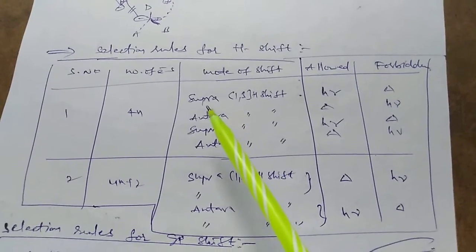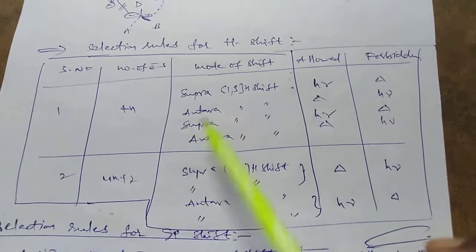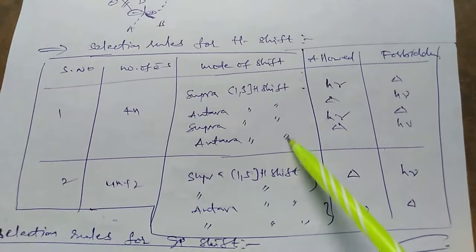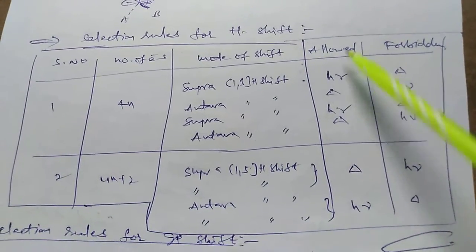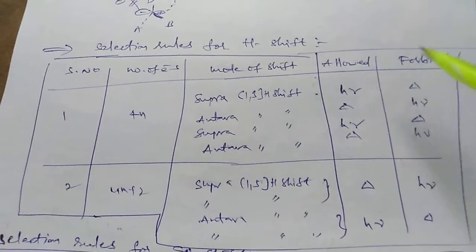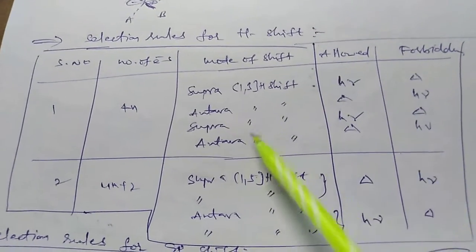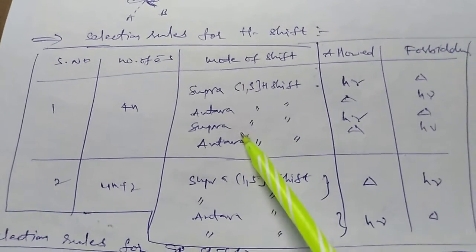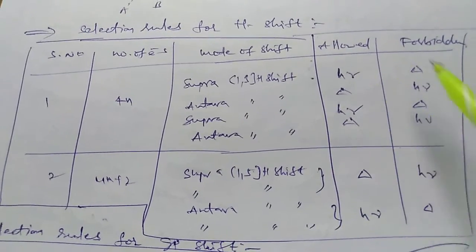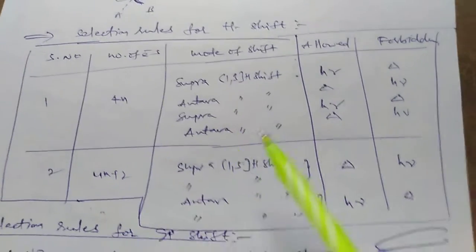First we have to write the selection rules for the proton shift. For the 4n system: supra 1,3 proton shift is photochemically allowed and thermally forbidden. Antara 1,3 proton shift is thermally allowed and photochemically forbidden. Supra 1,3 proton shift for the 4n system is photochemically allowed, thermally forbidden. And the last one, antara 1,3 proton shift of the 4n system is thermally allowed, photochemically forbidden.